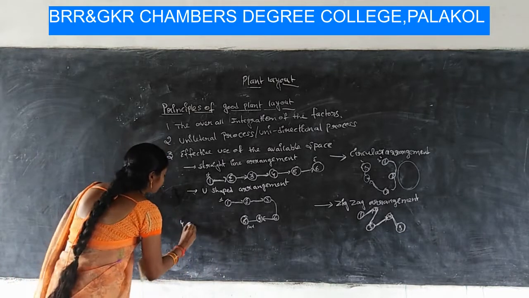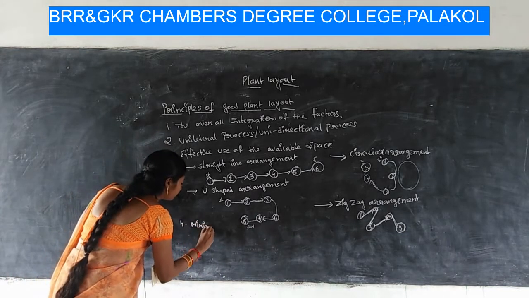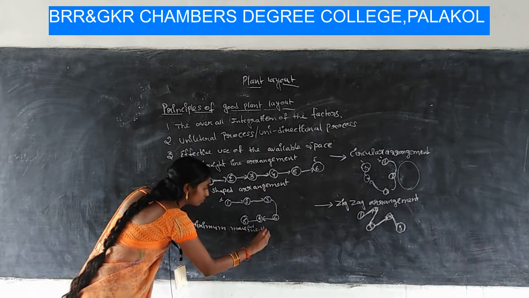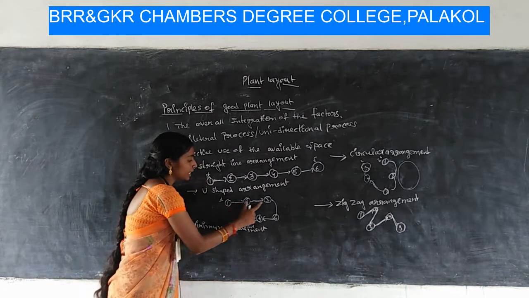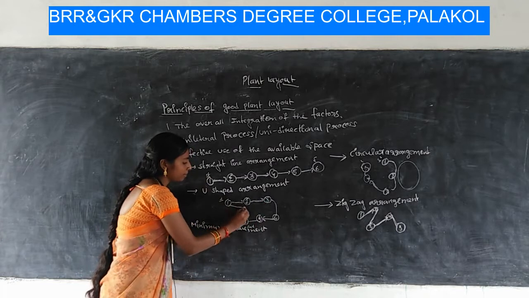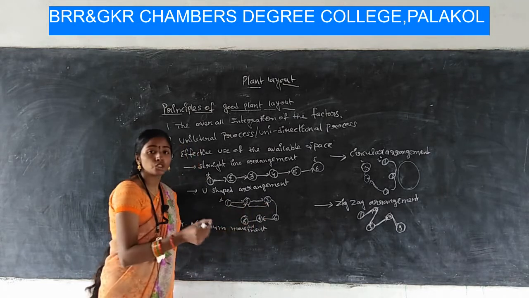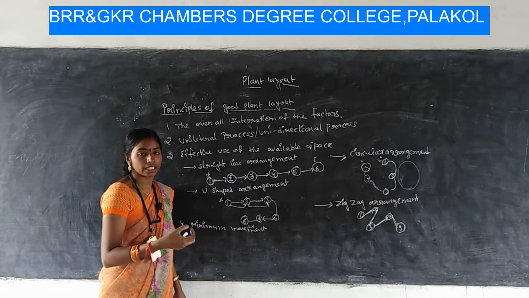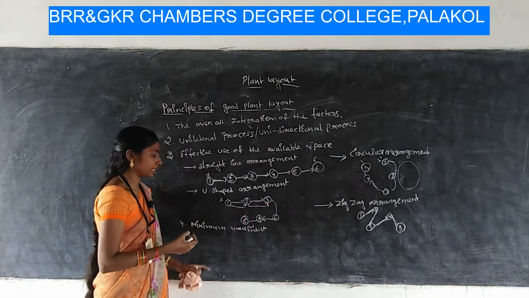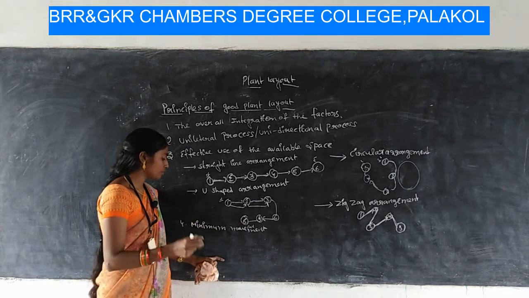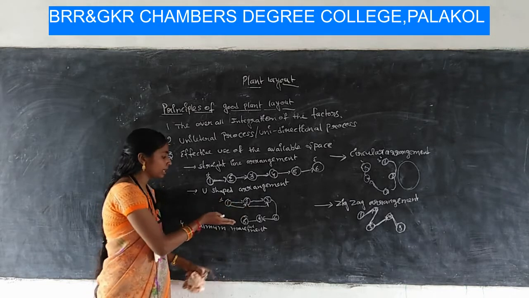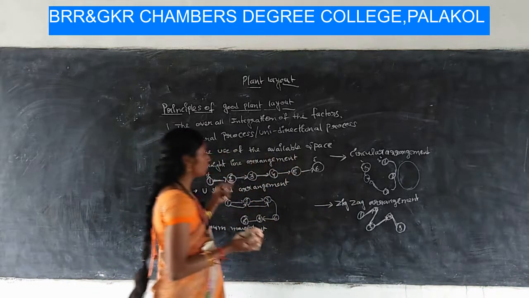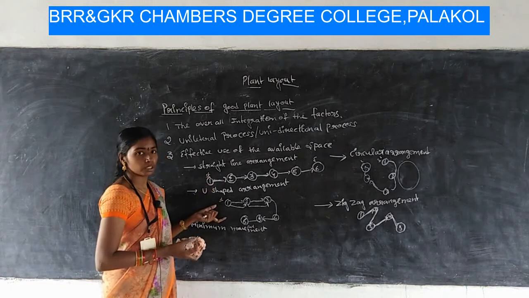And next one is minimum movements. The movements between these operations, for example between these two and between these two, are to be minimized. Then only will we achieve productivity or optimum output for the organization. So there is a department which always focuses on minimizing the movement between the operations. Okay, next one, you have to draw this in your book. I am erasing this.